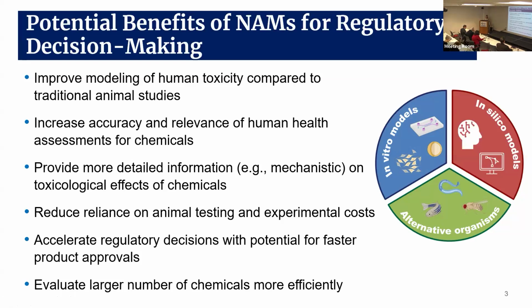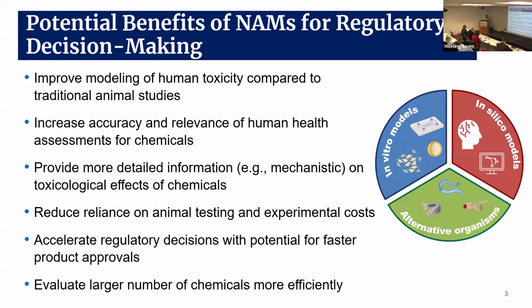NAMs have the potential to reduce reliance on animal testing, which ultimately can lead to reduced experimental costs as it relates to evaluating these chemicals. And if you take all the four points that I just mentioned ahead of this one, you can see that NAMs have the potential to accelerate regulatory decisions, and as a result could make product approvals more efficient.